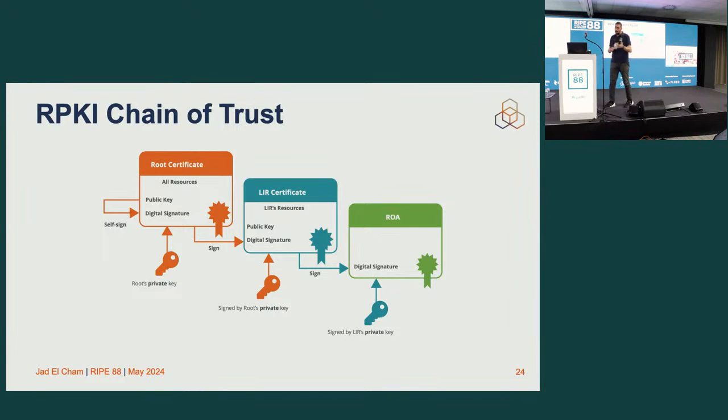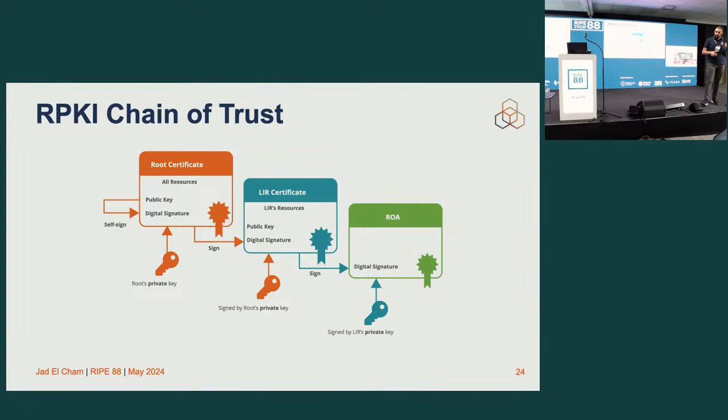Now, the LIR, and LIR is the member of the RIPE NCC, they get their LIR certificate. This LIR certificate will contain 3 pieces of information. First, it will contain the LIR resources, so that's IPv4, IPv6, and autonomous system numbers, right? It will contain the public key of the LIR, and it will be digitally signed. Now, who signs the certificate of the LIR? It will be signed by the root's private key. So in our case, the RIPE NCC will use our own private key to sign it.